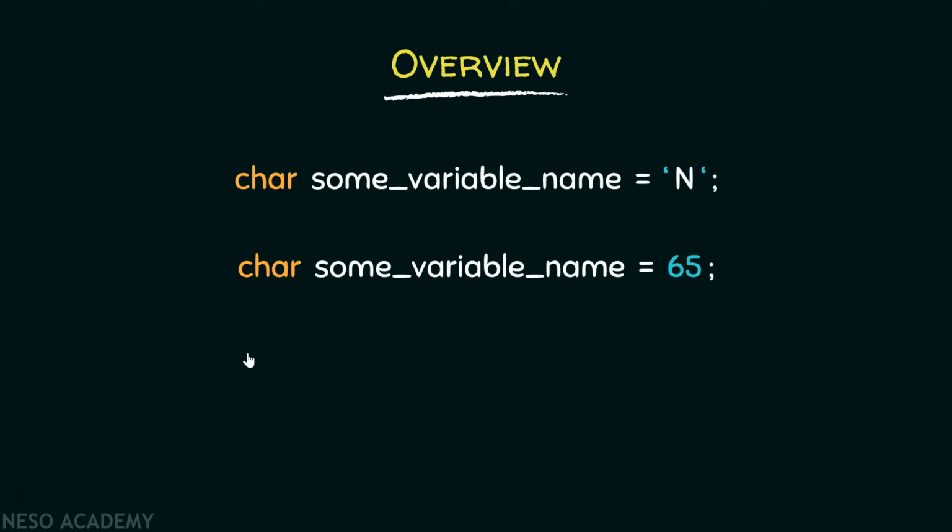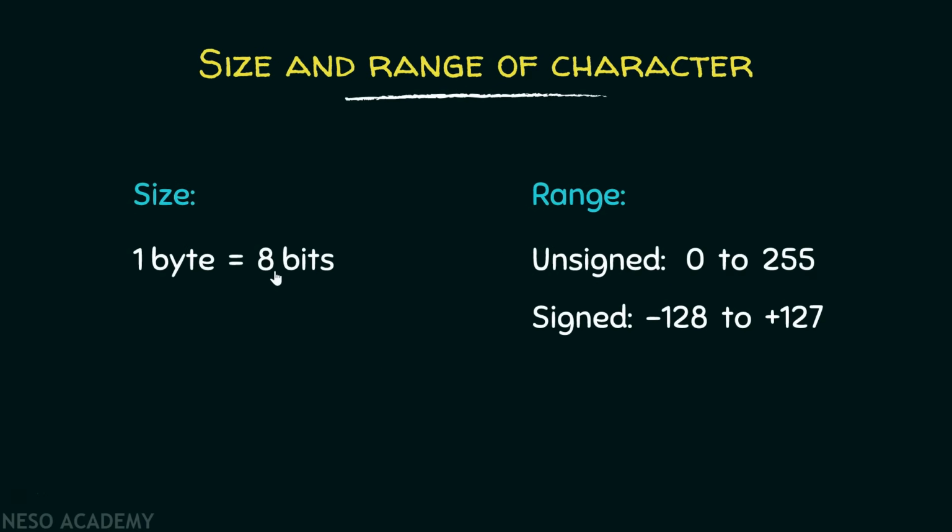Let's see the size and range of a character. The size of a character variable is 1 byte. And the range would be from 0 to 255 in the case of an unsigned character and minus 128 to plus 127 in the case of a signed character. This representation comes from the 2's complement representation. The unsigned range is because we have 8 bits of information available. Therefore, the maximum value that we can represent is 255.